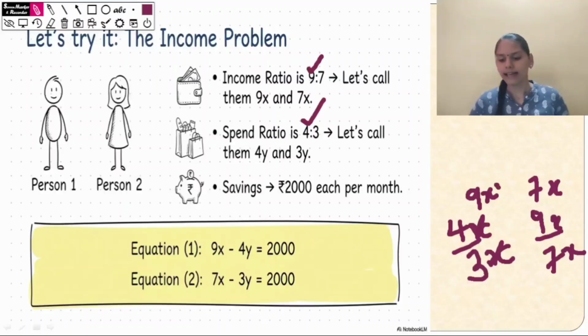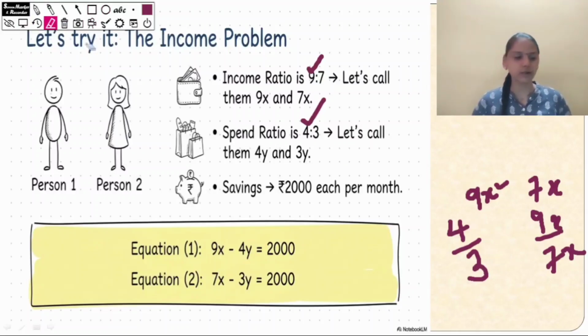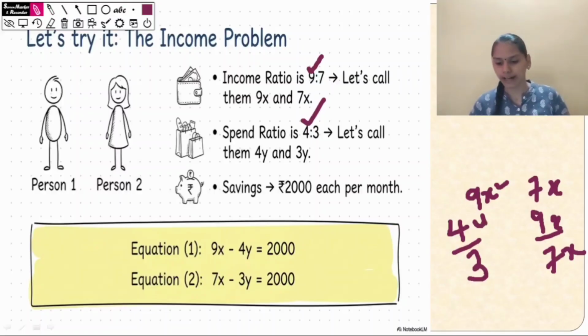Now, what is x? We will be assuming the income multiple as x, and let us assume the spending multiple as y. We will be changing the variables here because this is also x, this is also x, and you'll get confused. So I'll be assuming the spending ratio as y. Okay, 4y, and here 3y. Are you able to understand this?